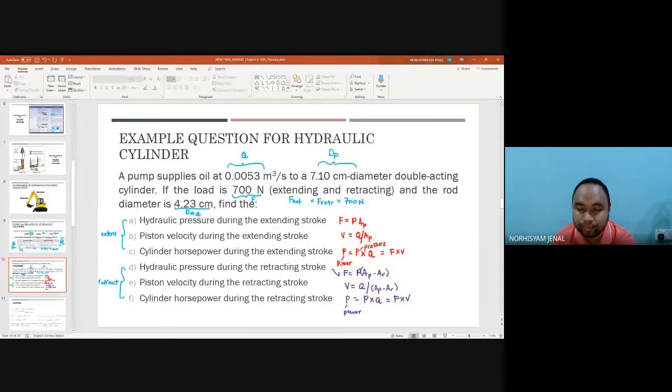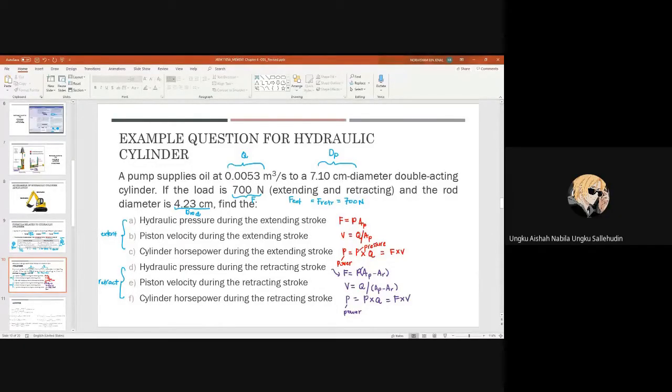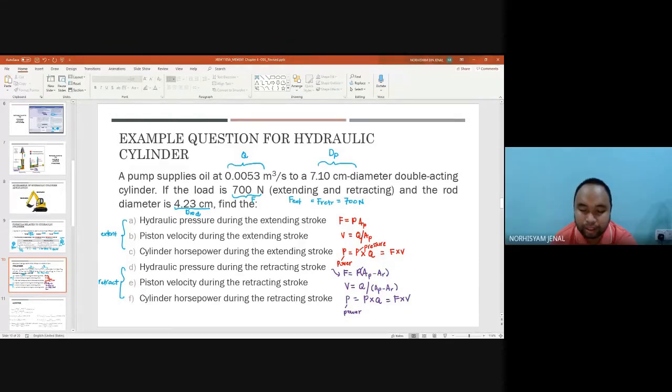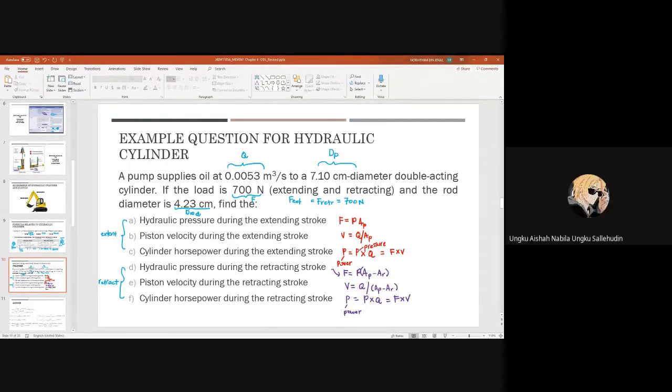Nak tanya. Ya, boleh. Yang horsepower tu kan, power tu nak guna kilowatt ke watt je? Watt je. And then bagi dengan horsepower tu. Okay.